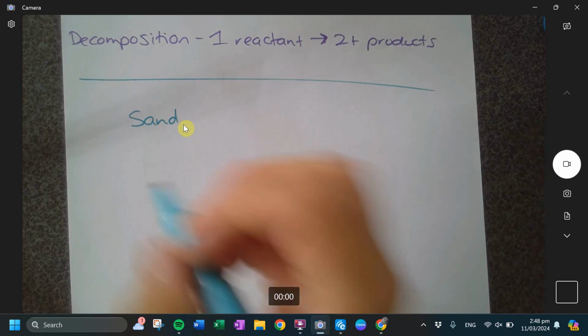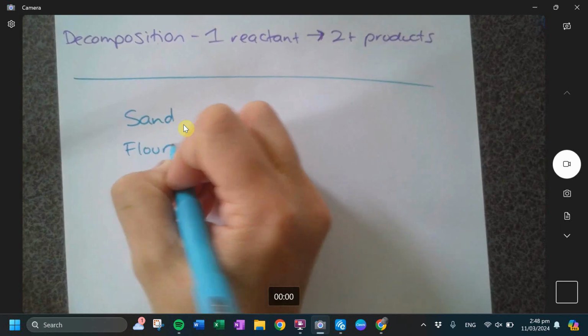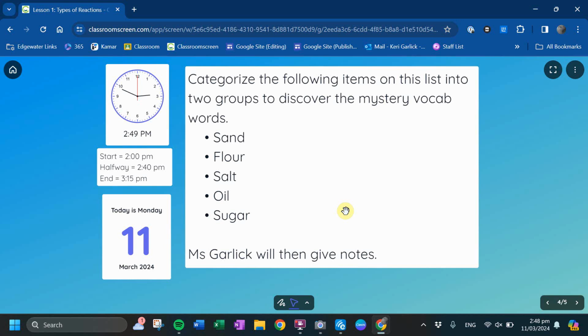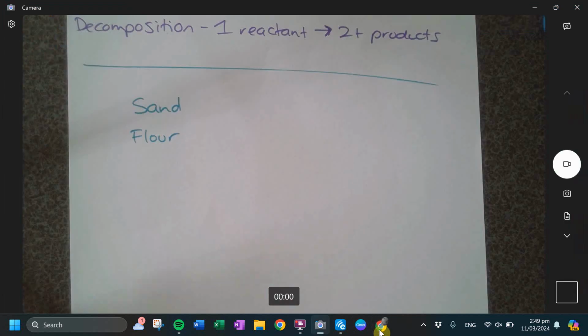It is with sand. Oh gosh, it's already looking bad. All right, salt. Do you think salt belongs in the group with sand and flour, or is it in a new group? That is correct. It is in its new group.